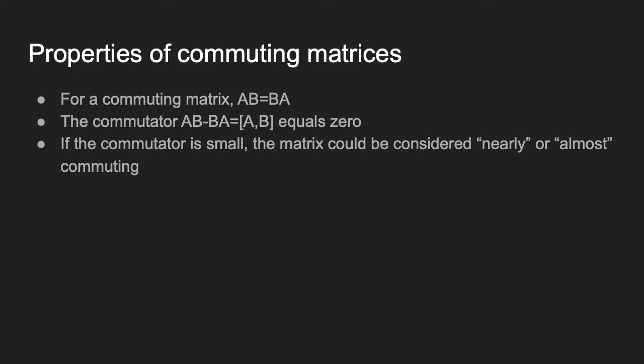So, what are the properties of commuting matrices? Well, if two matrices commute, the matrix product A times B equals the matrix product B times A. Another way of saying this is to say that the commutator, or the difference of the matrix products AB minus BA, equals 0. What if the commutator is non-zero, but small? Then we can consider the ideas of nearly, or almost commuting matrices.